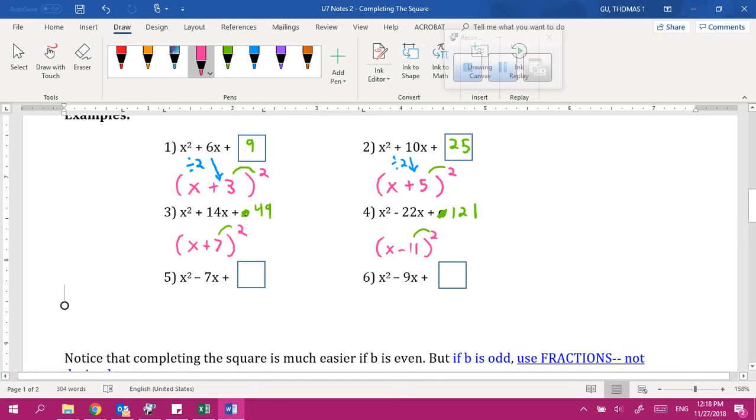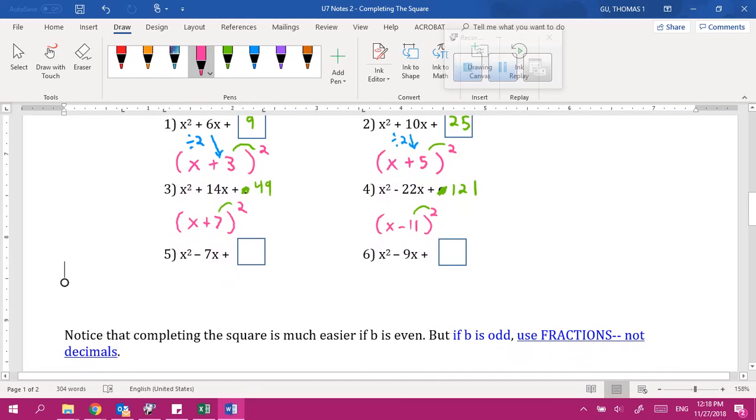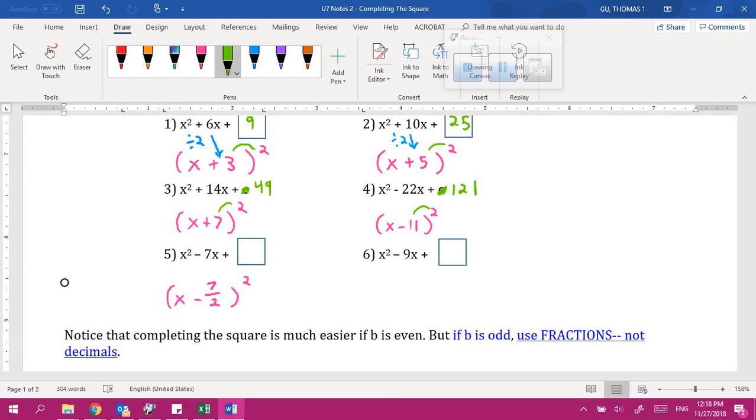Okay, now look at number 5. Number 5 is a little different because that b value is an odd number, right? You can't divide that evenly by 2. But whenever you have an odd number as your b value, just leave it as a fraction. So this is going to be negative 7 over 2, exactly: x minus 7 over 2. That's very good. And then we have to square the 7 over 2, right? When you square that, all you do is square the top and square the bottom. So what's my c value going to be? Remember, when you square it, it comes out positive all the time because negative times negative is positive. 49 over 4, that's right.